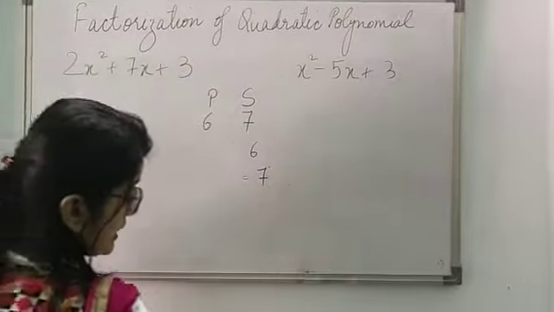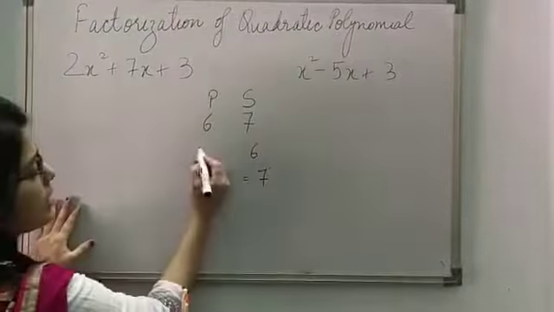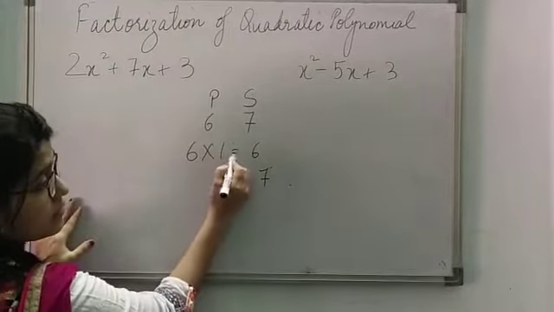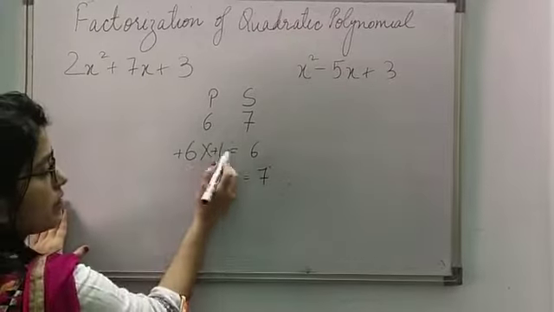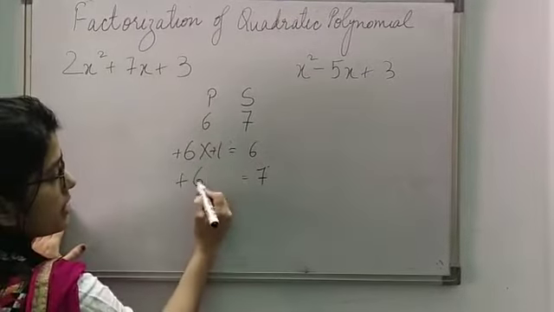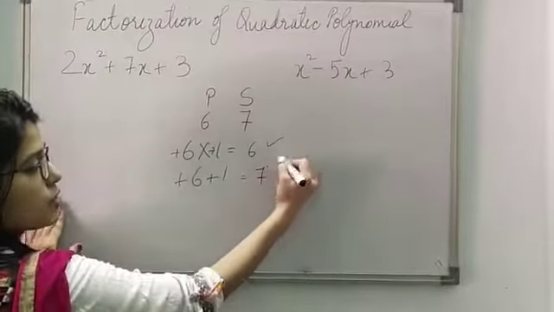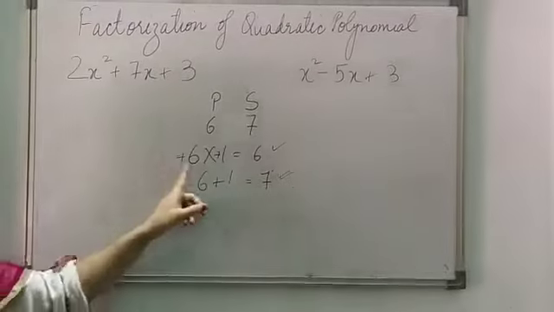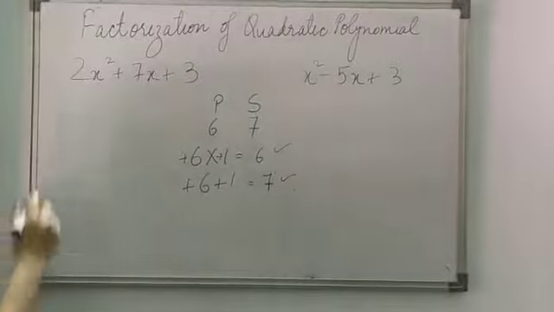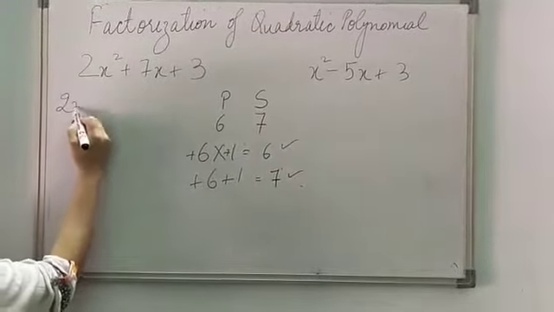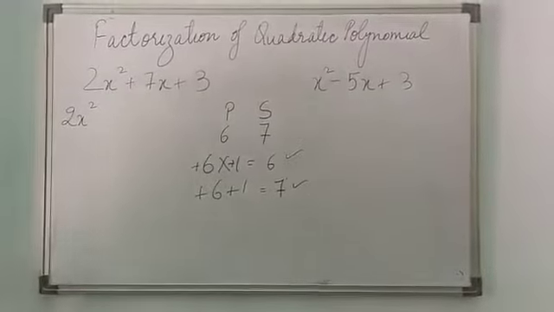Now let me take another pair, like 6 ones are 6. Here 6 has a plus sign and 1 also has a plus sign, so if I take plus 6 and plus 1, then I am getting 7 also. That means 6 and 1 are the correct numbers. So now let's come here. We have to copy down the first term, that is 2x square, as it is.